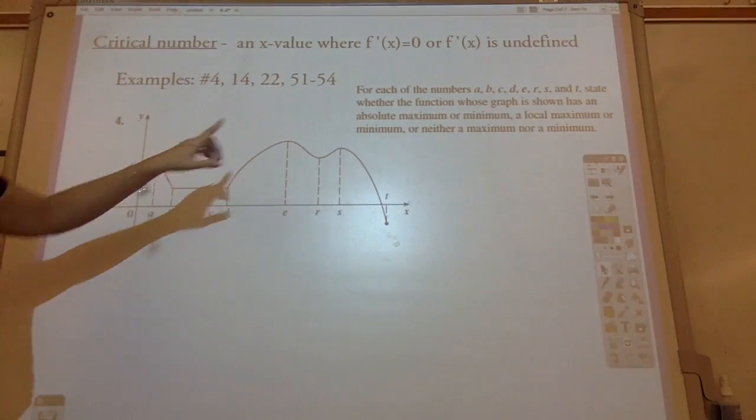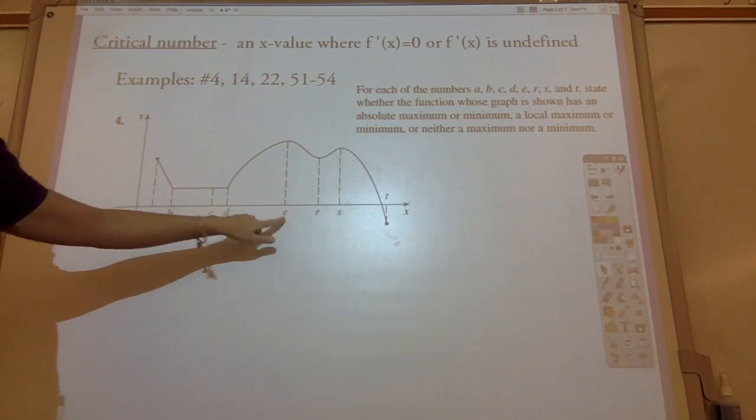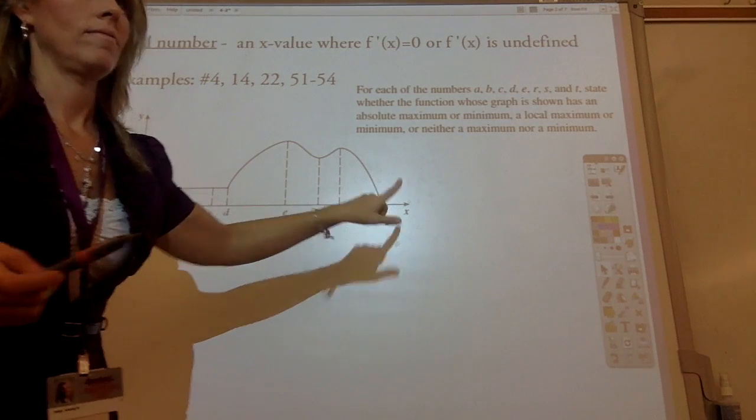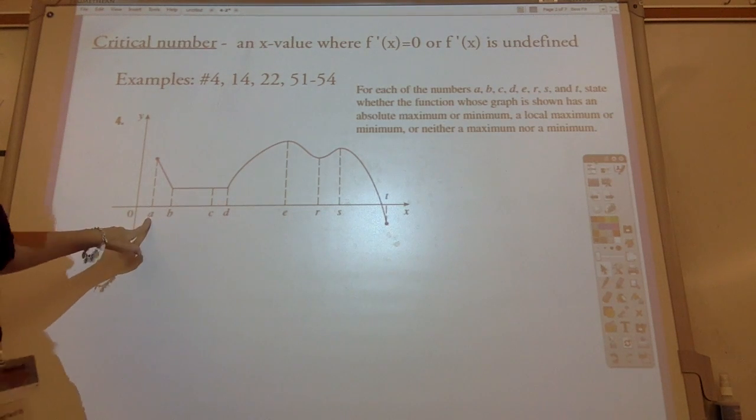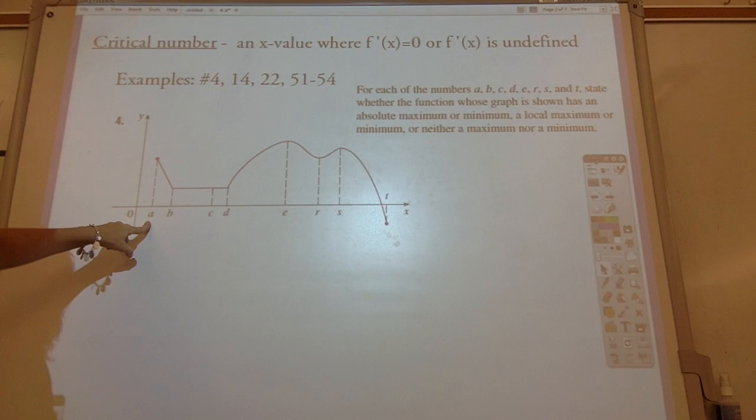So for each of the numbers A, B, C, D, E, R, S, T, and those are all x values, state whether the function whose graph is shown has an absolute max and absolute min, a local max, a local min, or neither a max nor a minimum. So you guys tell her what is A and why. It is neither.